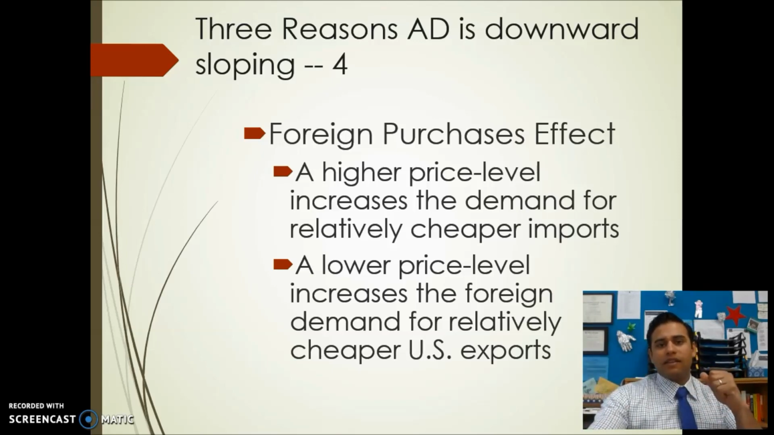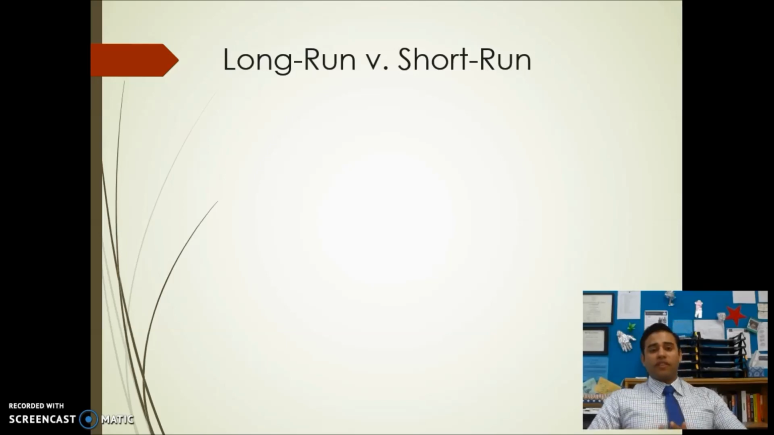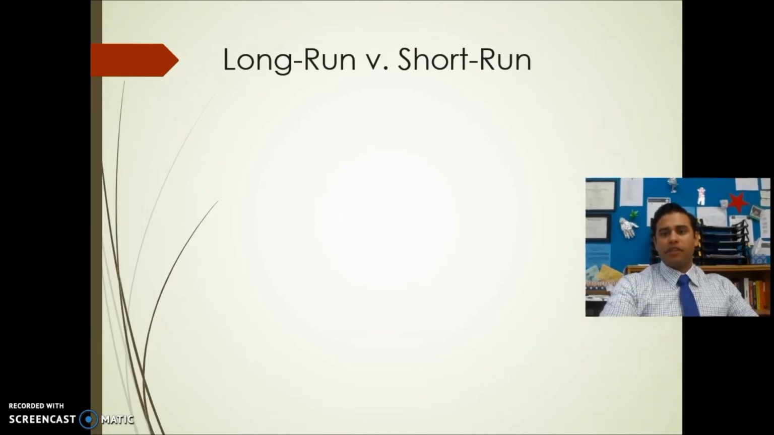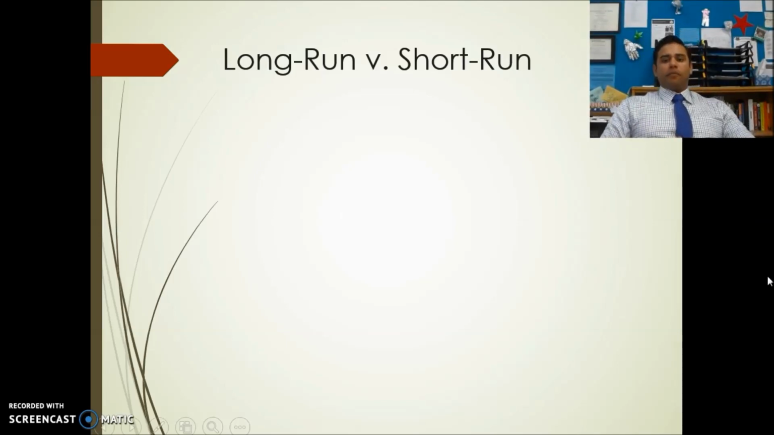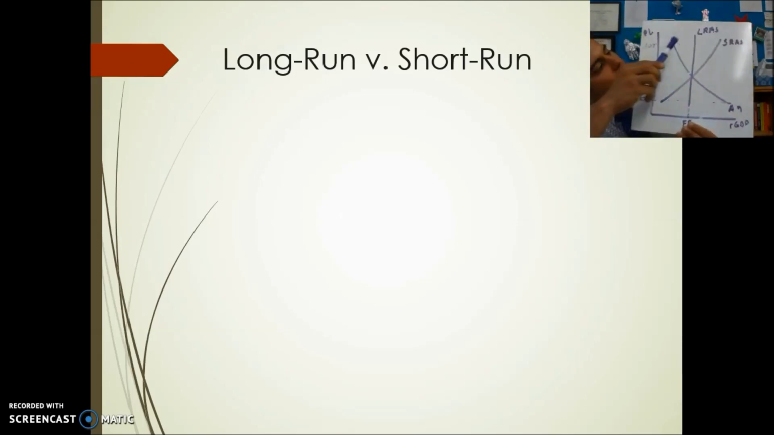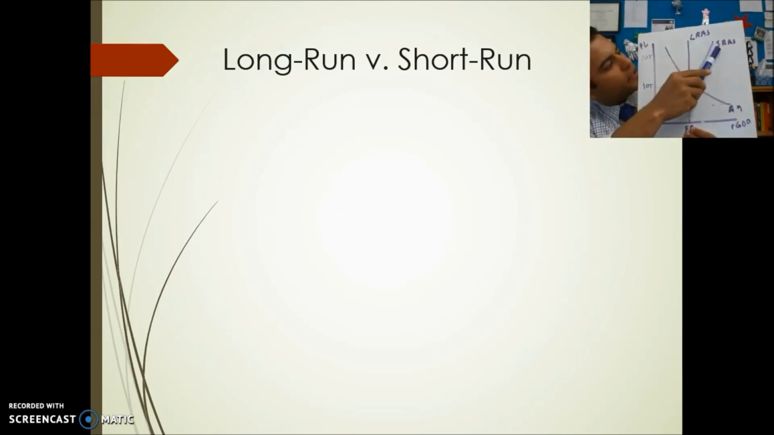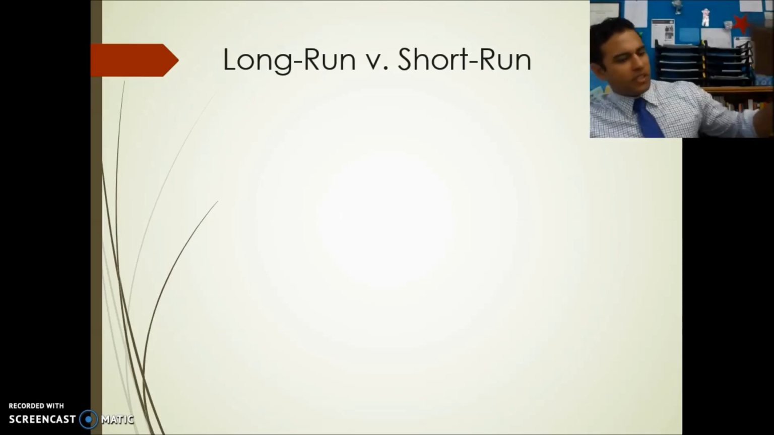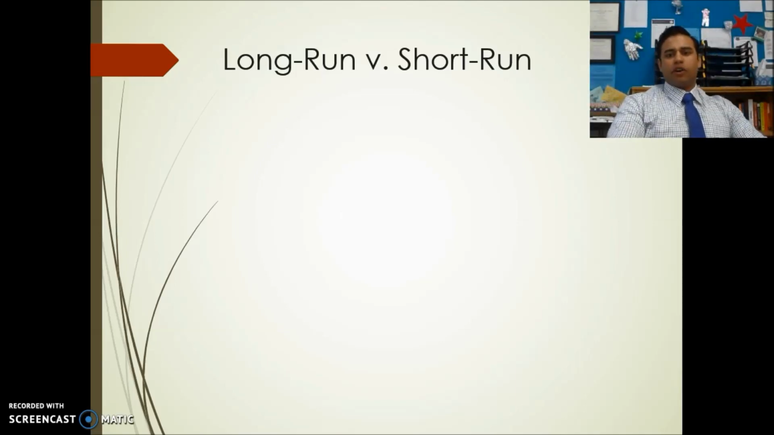Let's talk about this idea that we've got two different supply curves on the same graph. In order to understand why we have these two different supply curves, we need to understand the difference between long run and short run from the perspective of macroeconomists. Because the two supply curves we have, if we recall, are long-run aggregate supply and short-run aggregate supply. So what is the difference between the long run and the short run?